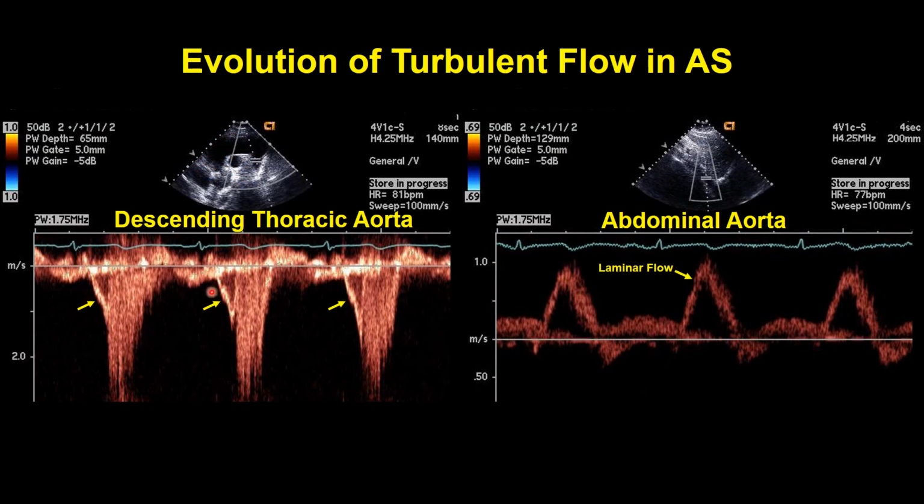And when we look at the descending thoracic aorta, we can see this marked low velocity blood flow that's similar to the anacrotic pressure pulse tracing that you see in a cath lab. And then the blood flow, the pulse wave begins to reform. So we're back to our mostly laminar blood flow.